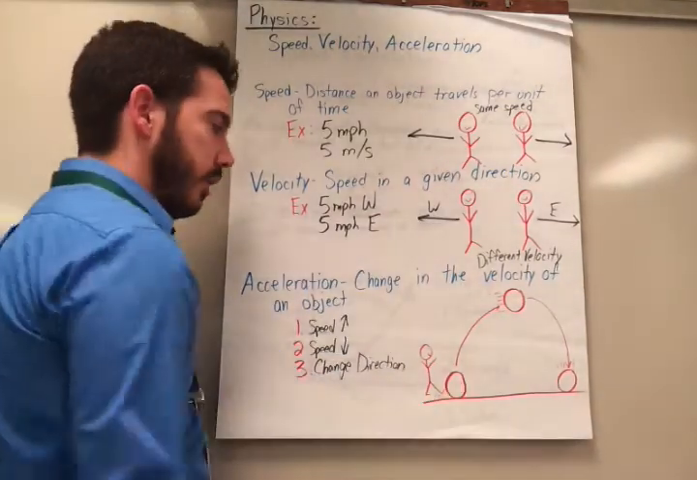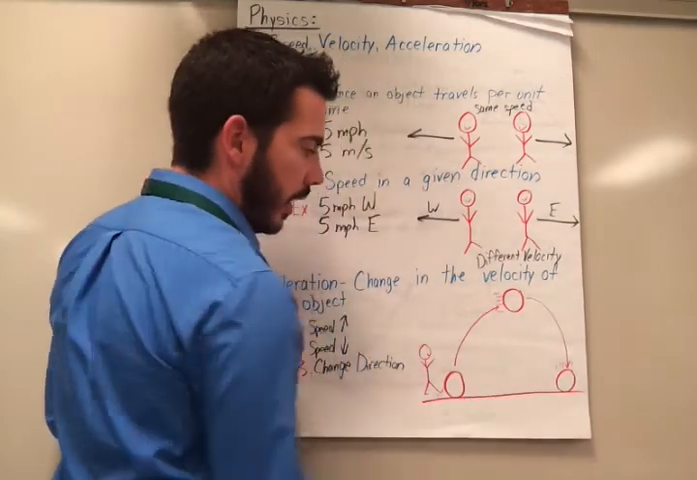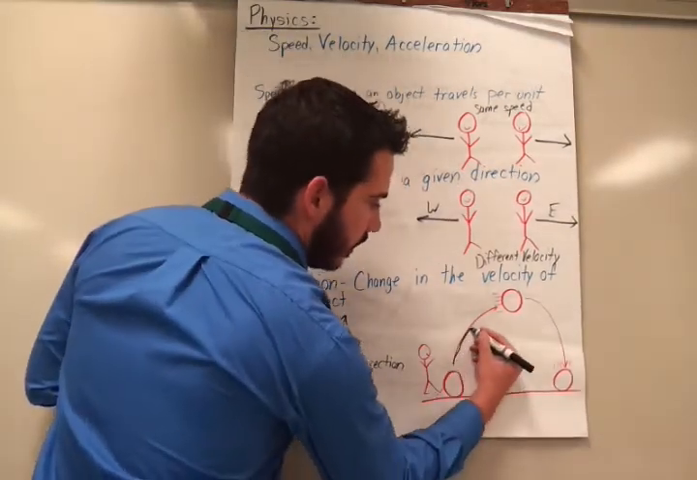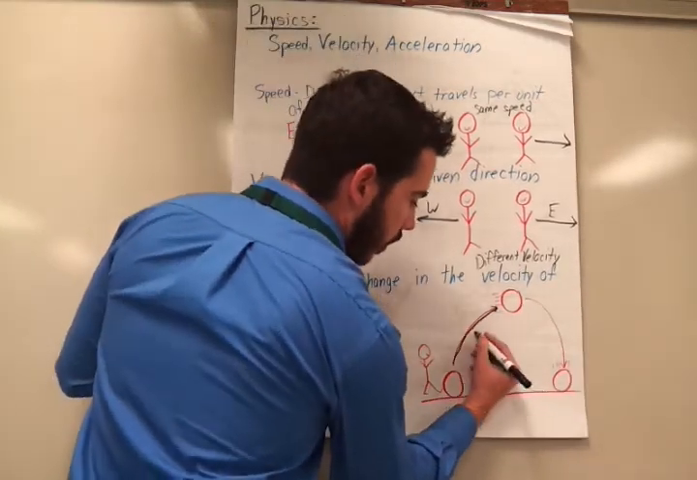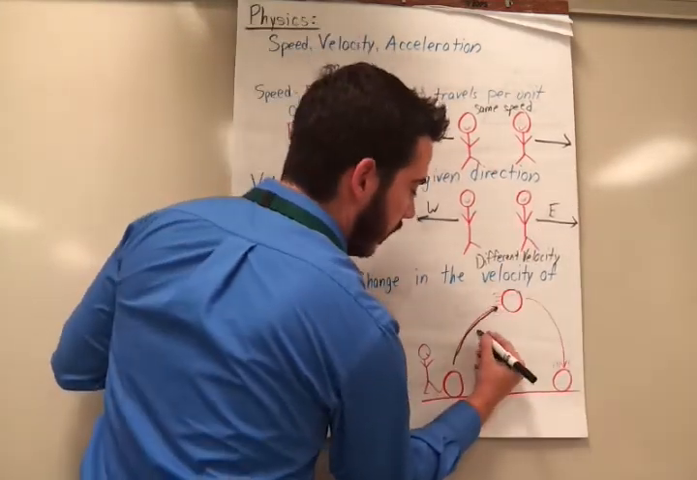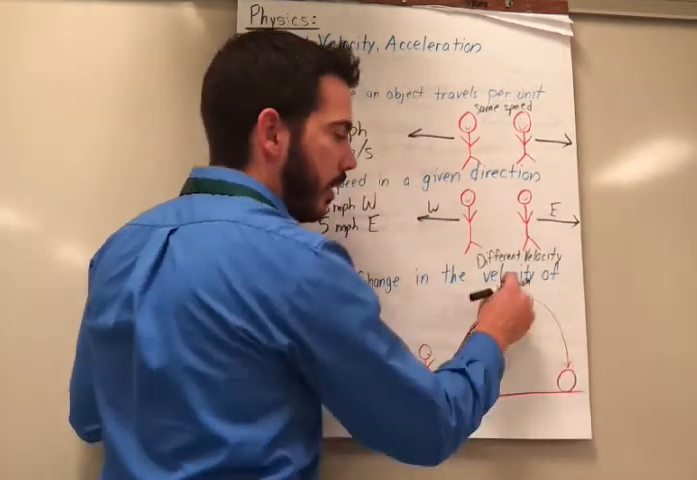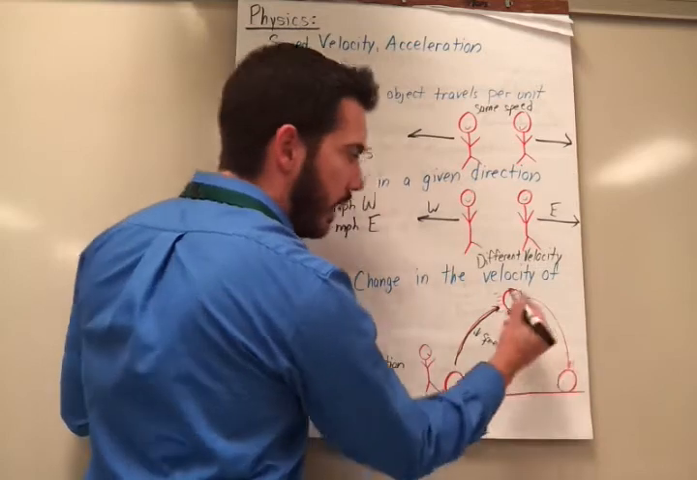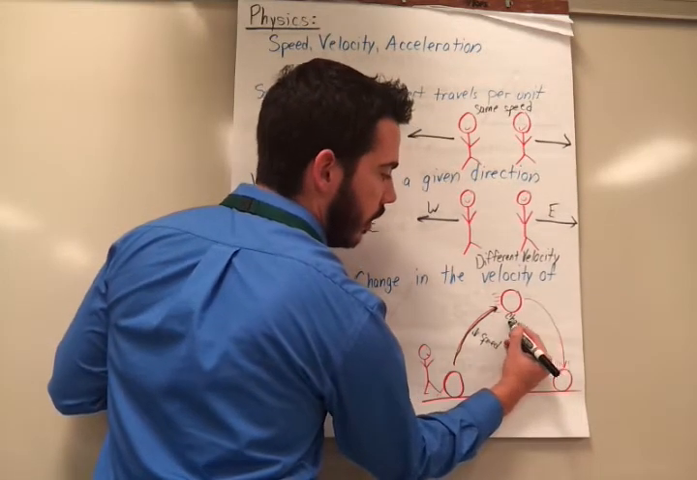So here we have a picture, and just a quick example here. We have the ball that's being kicked in the air. We can see that it's constantly changing its direction, but we'll set that aside for a minute. As it goes up in the air, it's slowing down, a decrease in speed. As it reaches the top, instead of going up, now it begins to go down. So we have a change in speed, or change in direction.